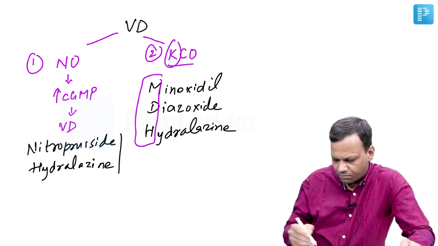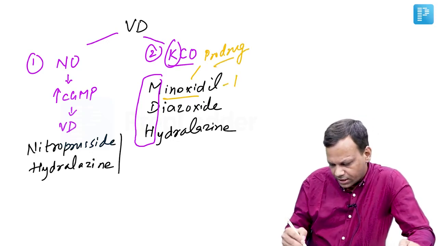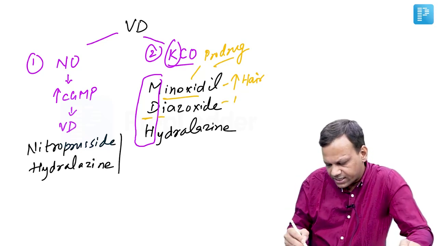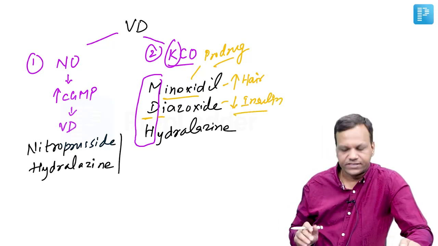So minoxidil is a prodrug, and minoxidil can cause hair growth. So it can be used in treatment of alopecia and can cause hirsutism as a side effect. Diazoxide will decrease insulin. So it is preferred in insulinoma but can cause hyperglycemia. And hydralazine we already discussed.